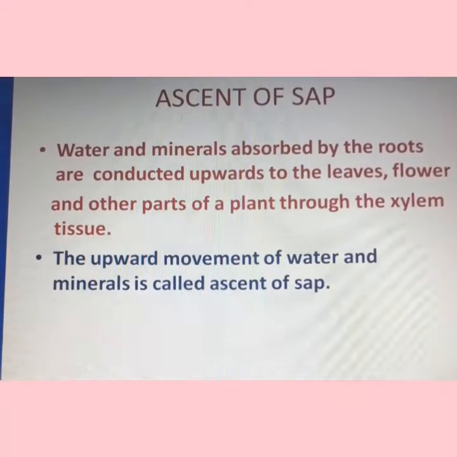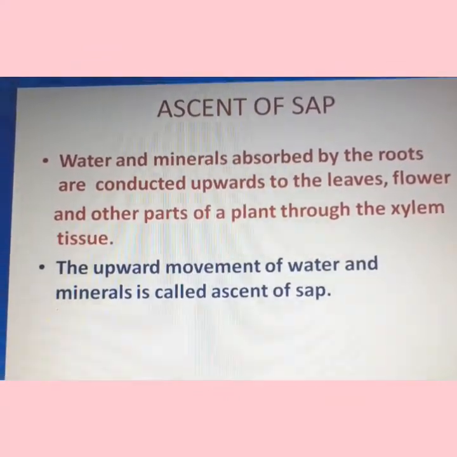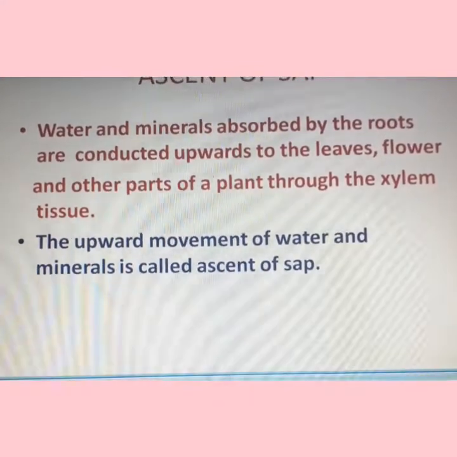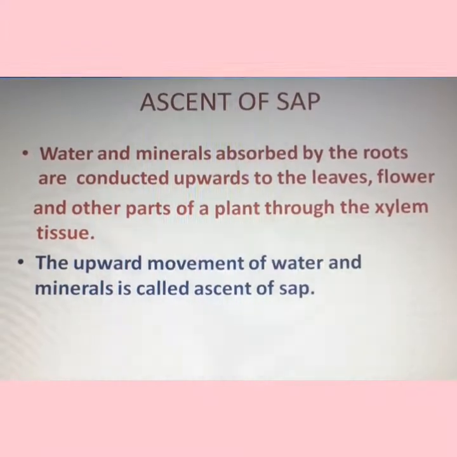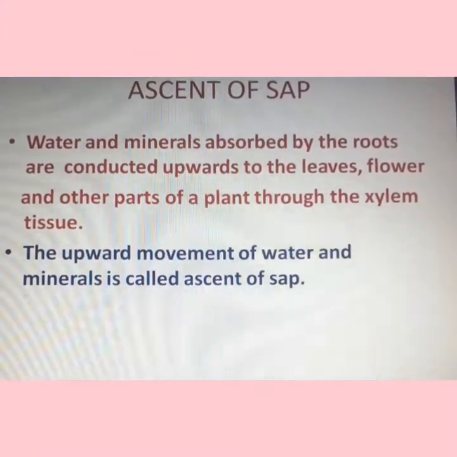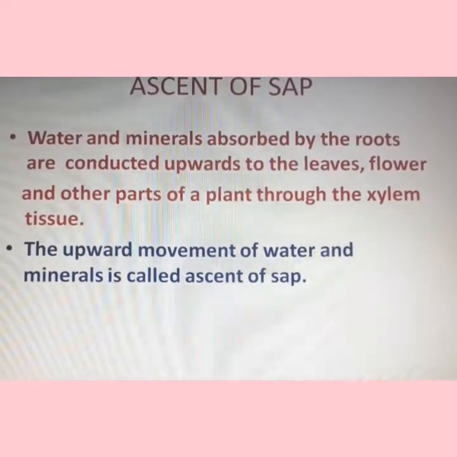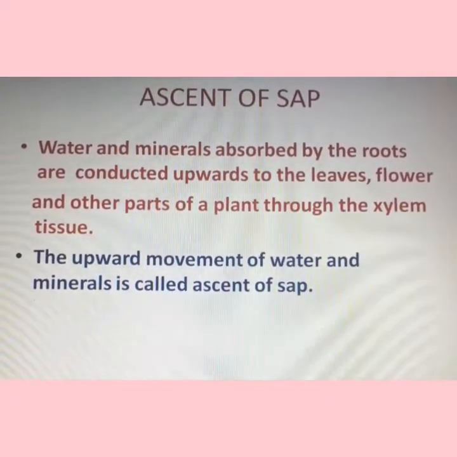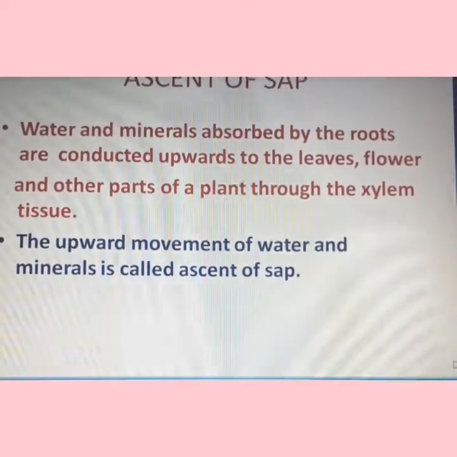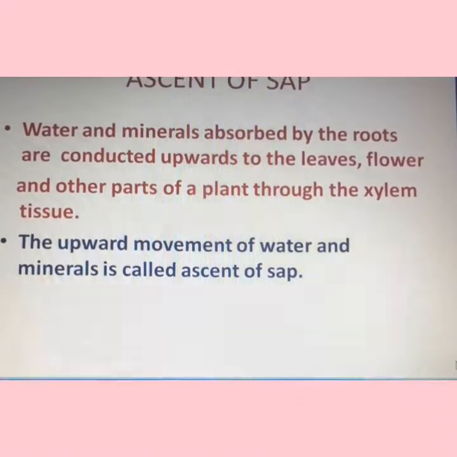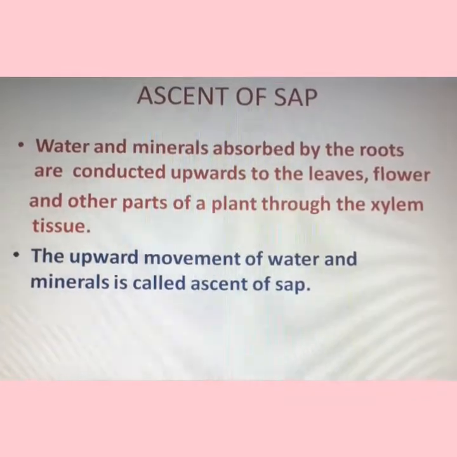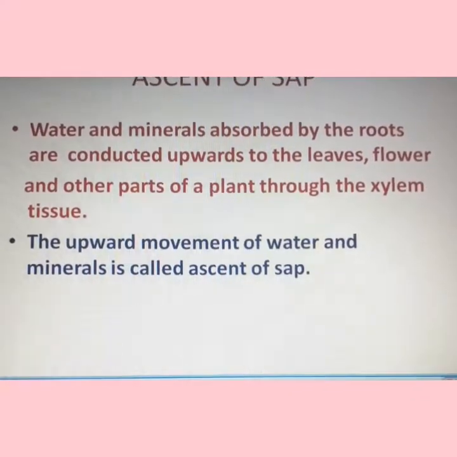Water and minerals absorbed by the roots are conducted upwards to the leaves, flowers, and other parts of the plant through the xylem tissue. The upward movement of water and minerals is called ascent of sap. In the xylem tissue, the vessels and tracheids of roots, stem, and leaves are interconnected to form a continuous system of water conducting channels reaching all the parts of the plant.